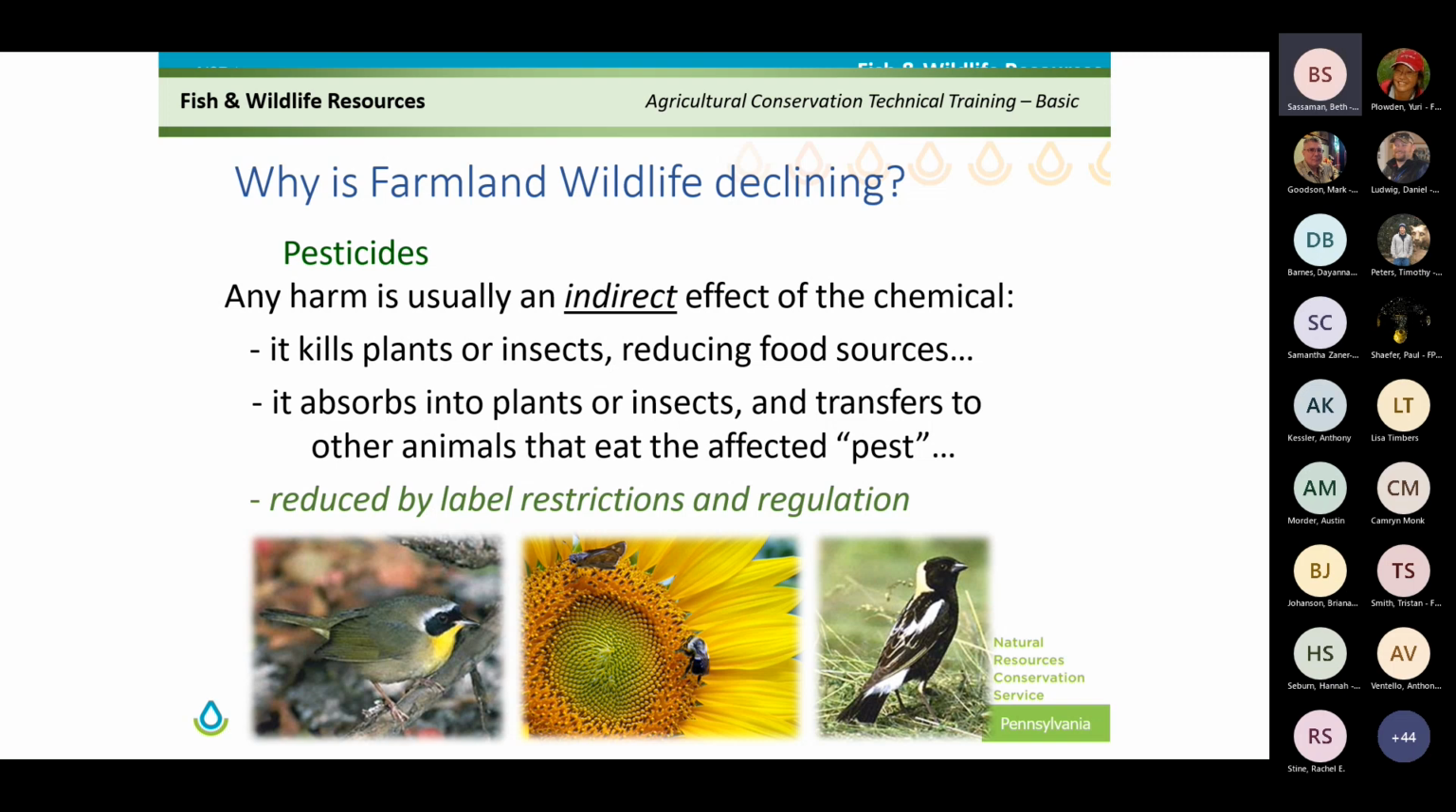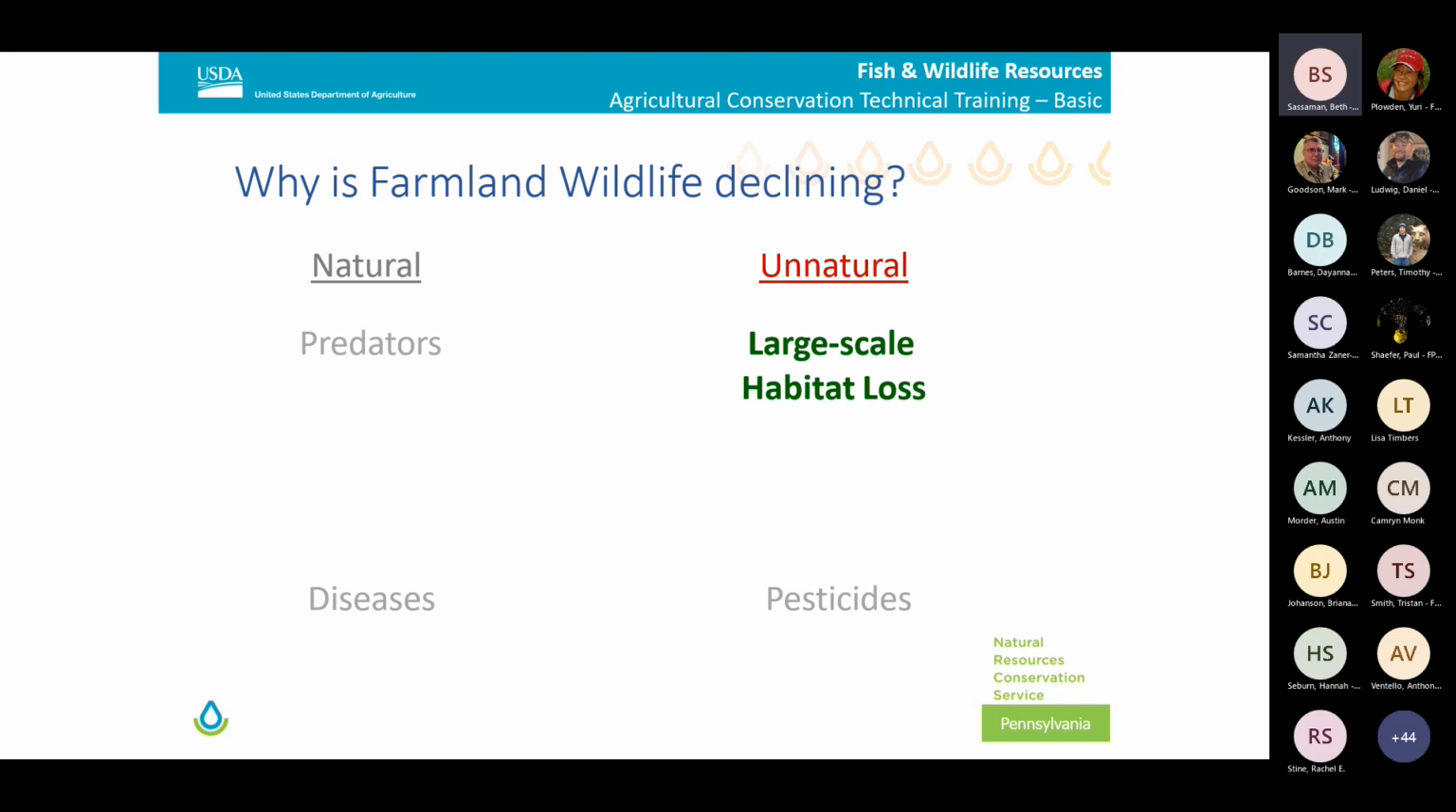And we talk about pesticides. Typically with wildlife, it's indirect. So it's not killing the wildlife themselves, but it's affecting the plants or insects that they're feeding on. And it also can transfer to those species as they eat their prey or the plants that have absorbed those pesticides. But also not in any widespread way. So what really comes down to is large-scale habitat loss, and certainly these other things are concerns, but they're manageable. But large-scale habitat loss is probably the number one reason why we're losing those farmland wildlife.